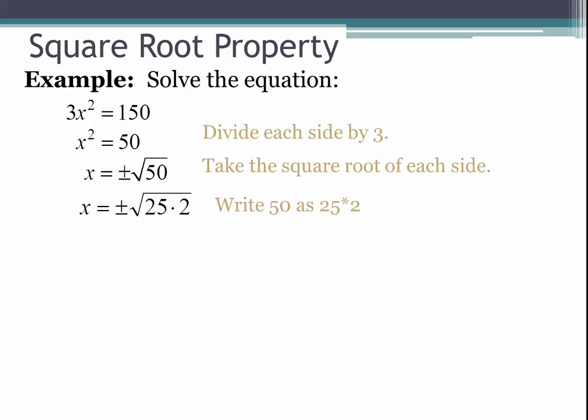While 50 is not a perfect square, there is a perfect square hiding inside the factors of 50. 50 is the same thing as 25 times 2, and 25 is a perfect square. So we can pull out 5, because the square root of 25 is 5. And we now have a solution for x. x equals positive and negative 5 times the square root of 2.